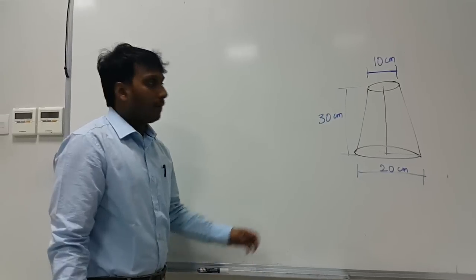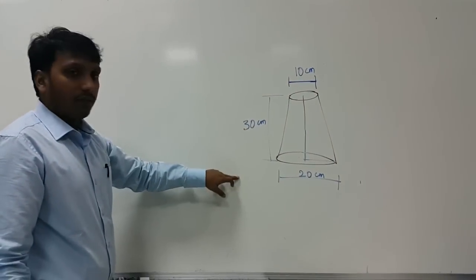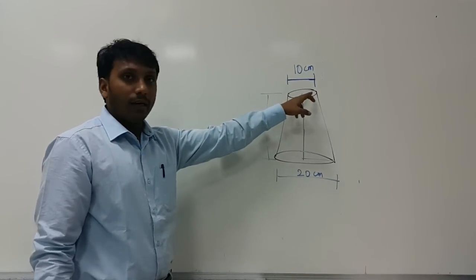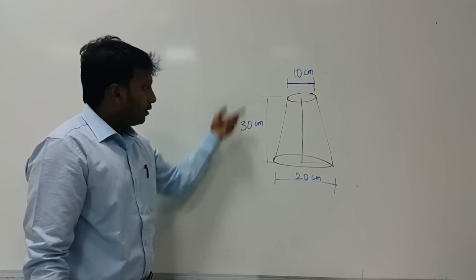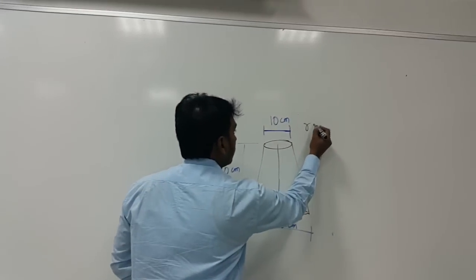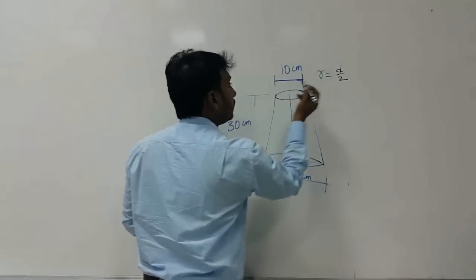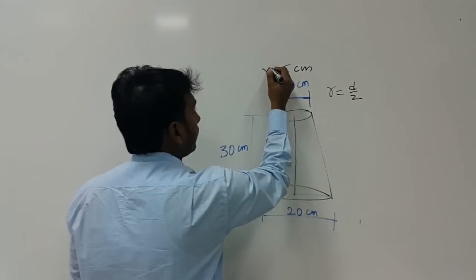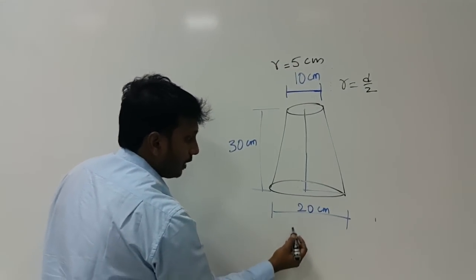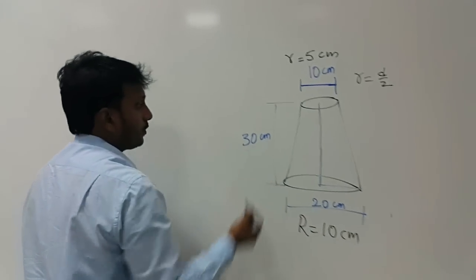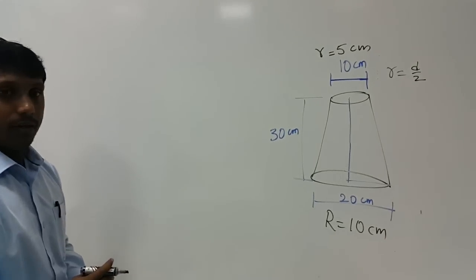Students, today is experiment number 5, the slump cone test. This is a small diagram of the slump cone test. The bottom diameter is 20 centimeter and the top diameter is 10 centimeter, and the height of the slump cone is 30 centimeter. Radius is equal to d by 2, so it becomes 5 centimeter, taken as small r. The radius capital R is taken as 10 centimeter. The height is 30 centimeter.